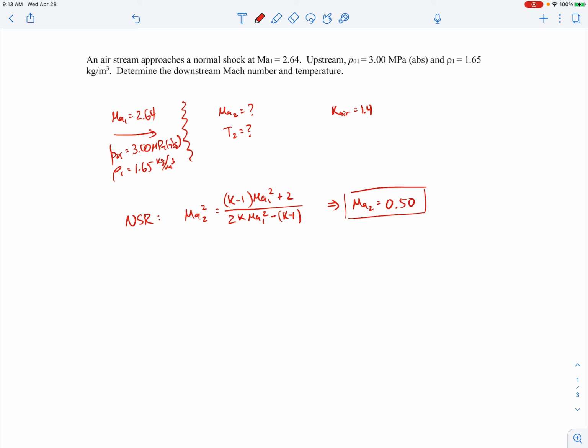So just remember that shock waves only form in supersonic flows. So we have an upstream supersonic Mach number, and then across the shock wave it becomes a downstream subsonic Mach number.